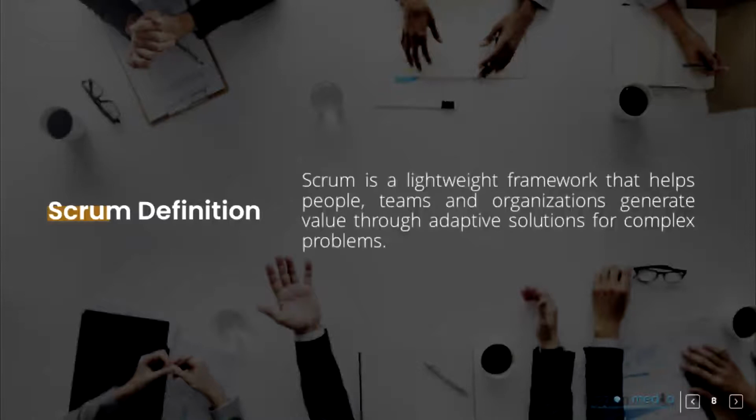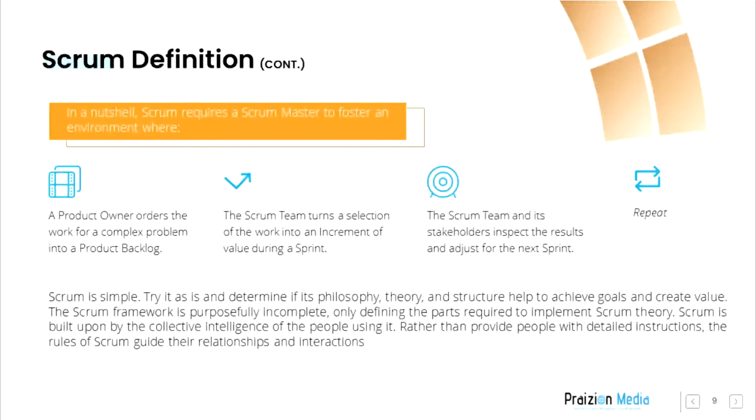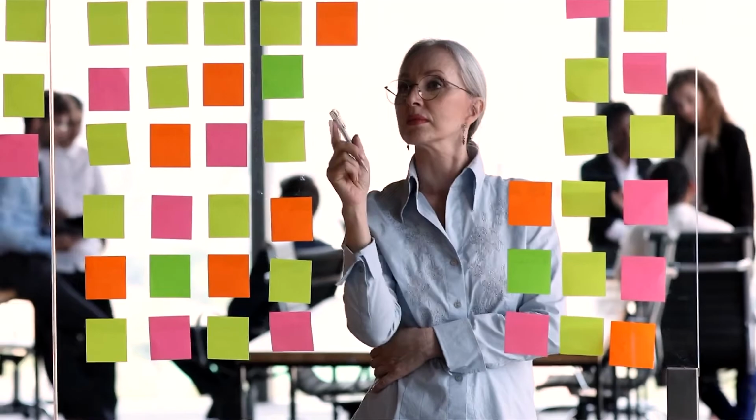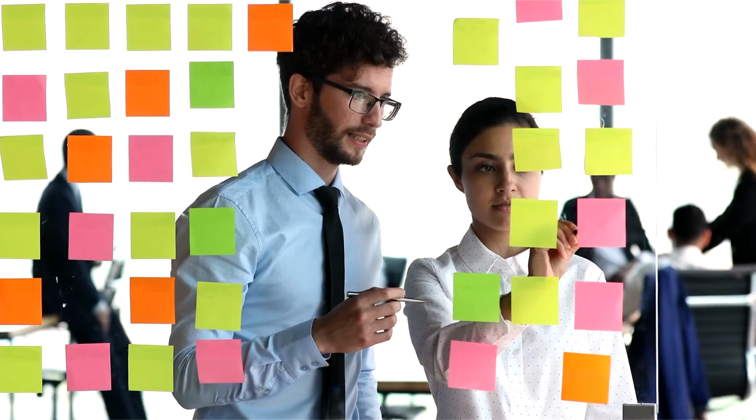Scrum definition. Scrum is a lightweight framework that helps people, teams, and organizations generate value through adaptive solutions for complex problems. In a nutshell, Scrum requires a Scrum Master to foster an environment where, 1, a product owner orders the work for a complex problem into a product backlog. 2, the Scrum team turns a selection of the work into an increment of value during a sprint. 3, the Scrum team and its stakeholders inspect the results and adjust for the next sprint. 4, repeat.